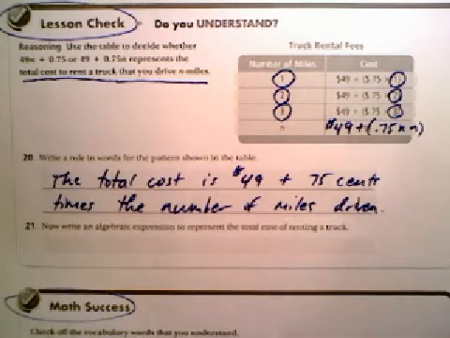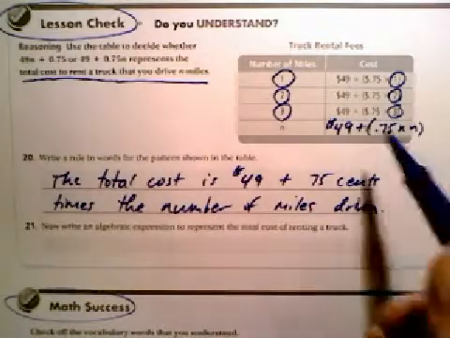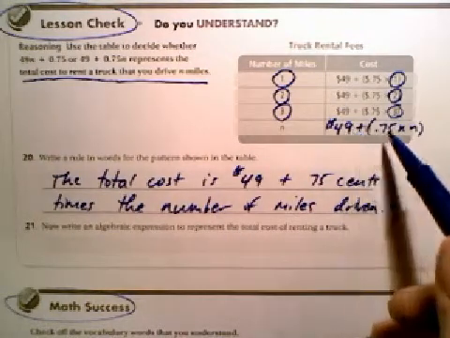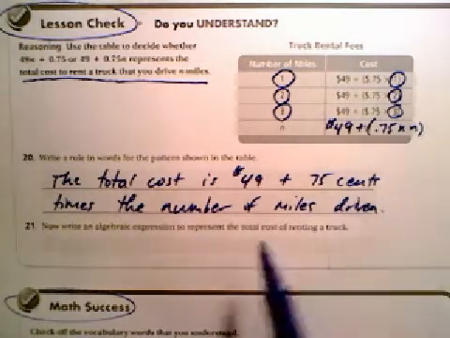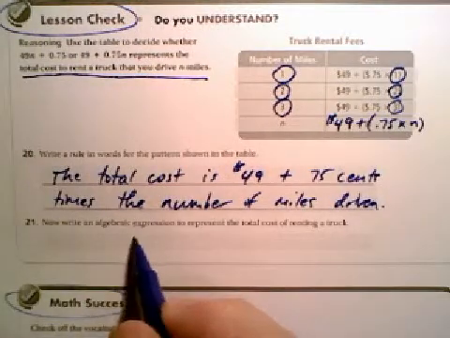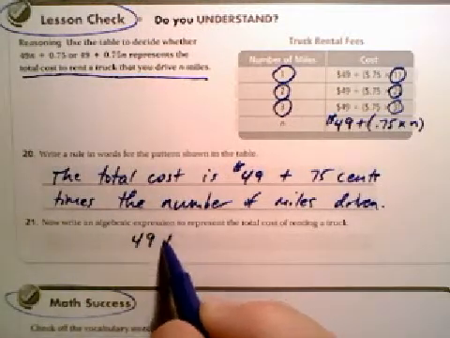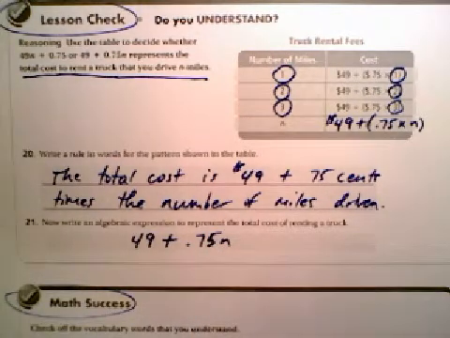All right, so that's how much it costs to rent the truck. A flat fee of $49 plus 75 cents a mile. Now write an expression for that. And the expression for that is exactly what we have here: 49 plus 0.75 times N. There's our expression. All right, well, there you go.